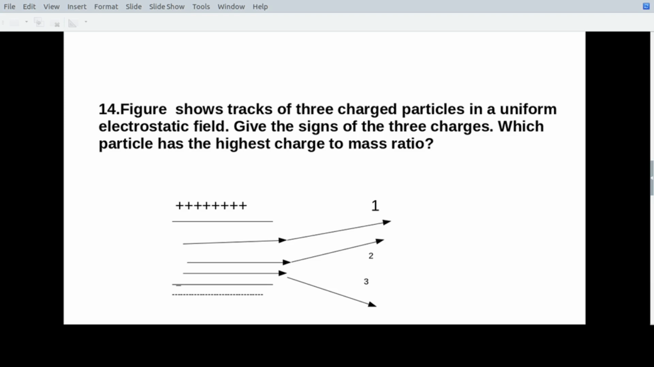Now come to the last part of the question. Which particle has the highest charge to mass ratio? Now you see the figure, you understand the figure properly, you get an idea about the deviation undergone by all the three particles. From the figure it is clear that particle 3 is most deviated. Compared to the other two particles, particle 3 is most deviated.